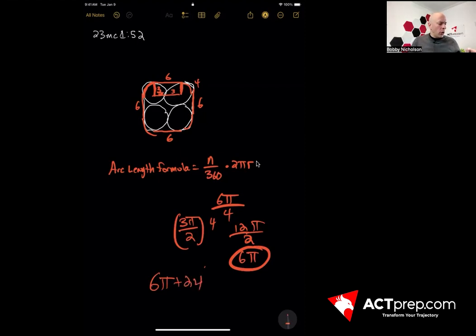And we're going to go ahead and just multiply 6 times pi, multiplying by 3.14 as well, and then plus 24. So that gets us 42.84, which is right about 43, which is answer J.